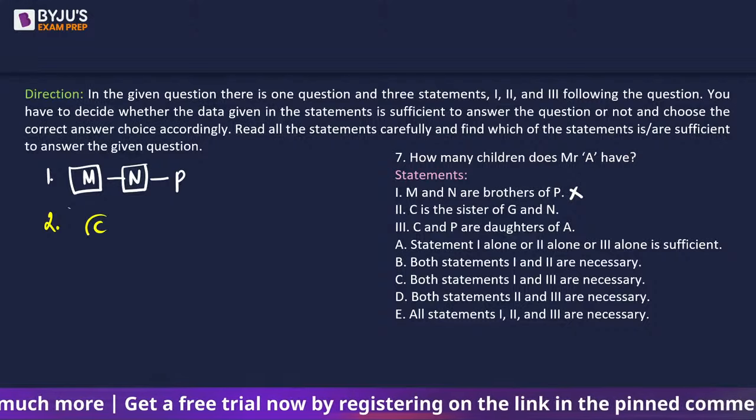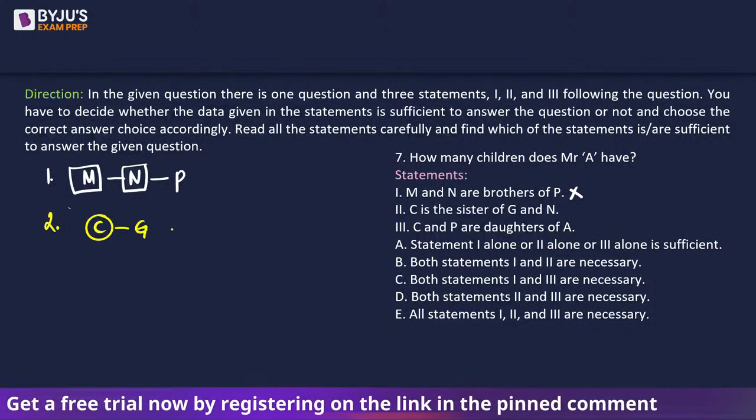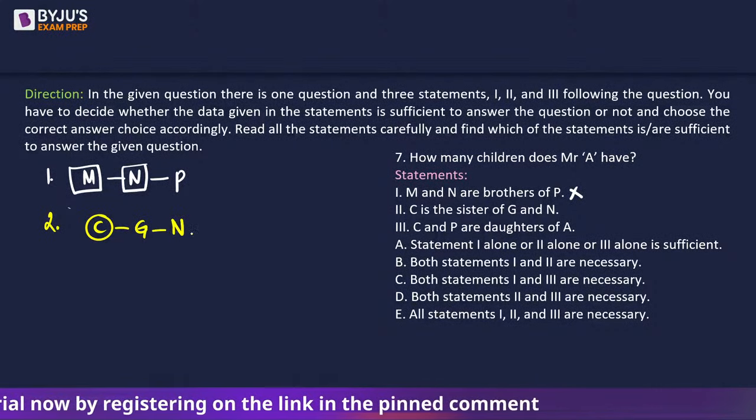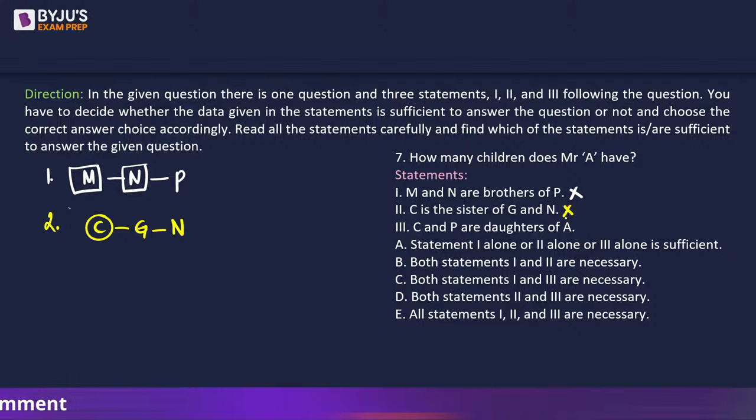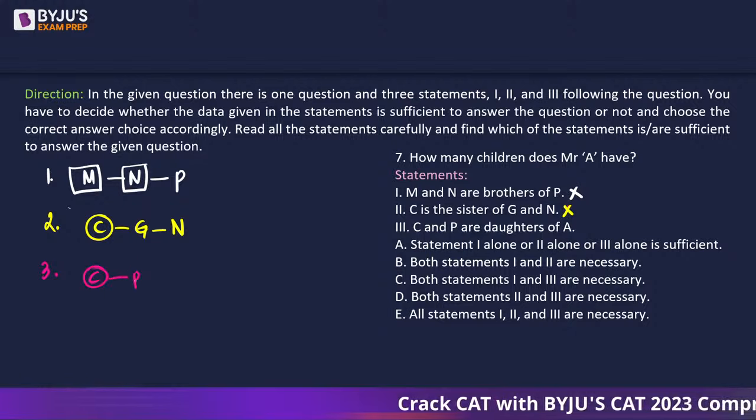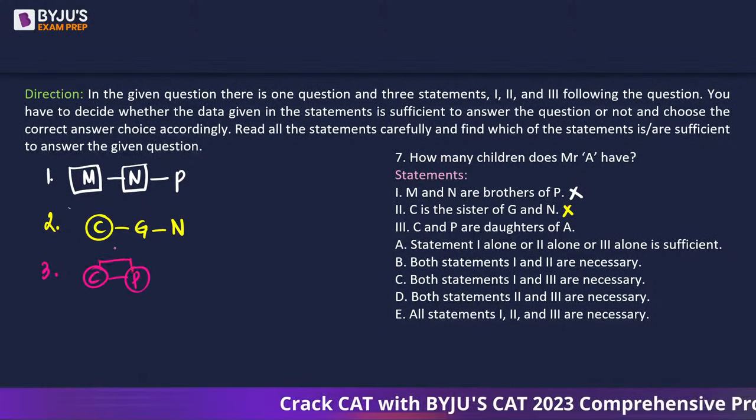So C is the sister of G and N. So what are the genders of G and N? We don't know, but C is female, that is pretty sure. So second se bhi nahi aane wala answer. Third, C and P are daughters of A. So C and P, they are daughters of A.